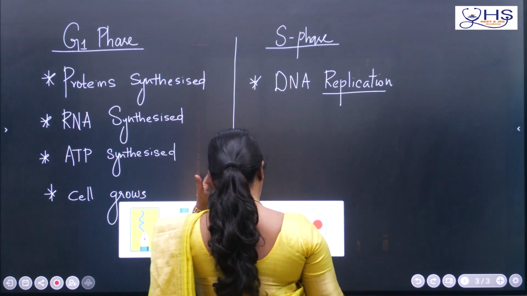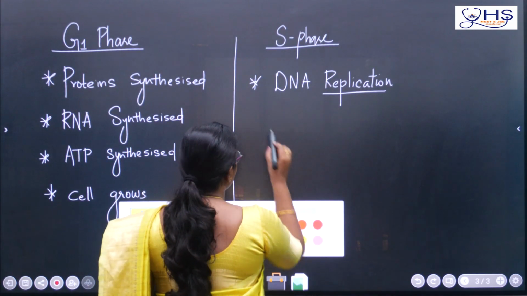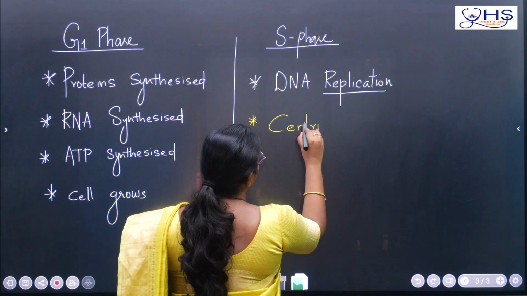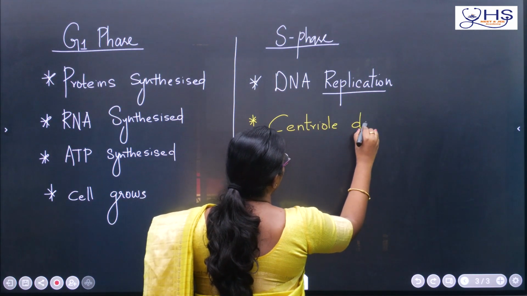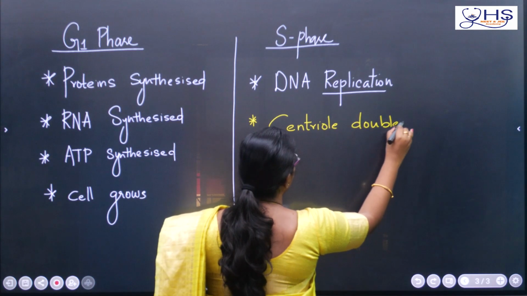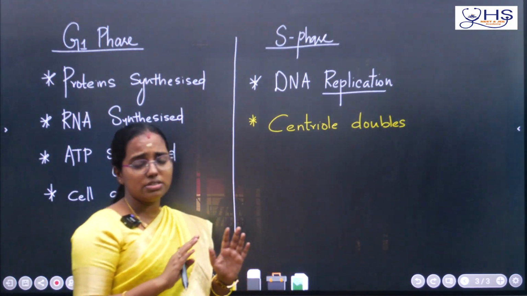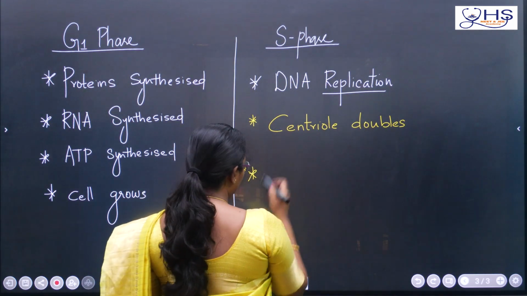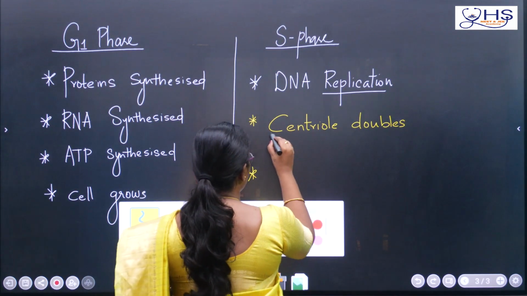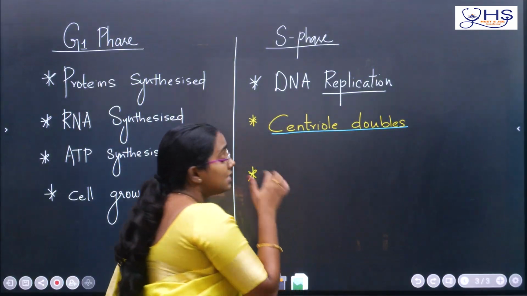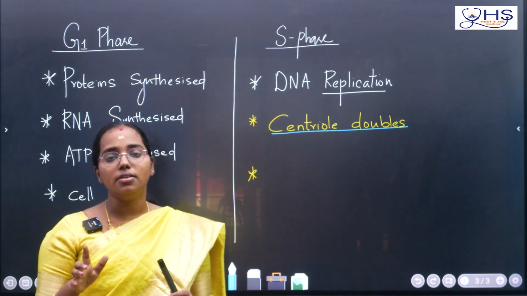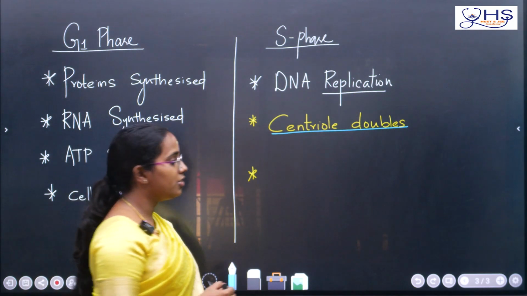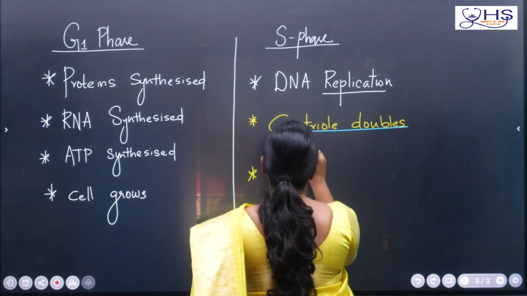Now if you check the S phase, the second one is centriole. Centriole doubles. Replication and doubling mean the same. Centriole will divide. Here is one important point to note, that can be a question. Centriole is present only in animal cells. Centriole is absent in plant cells. There is no centriole.